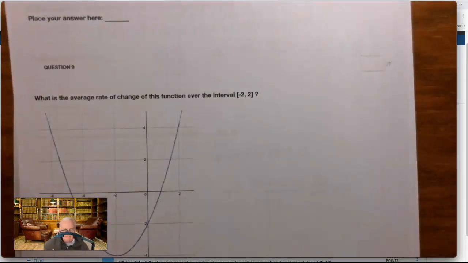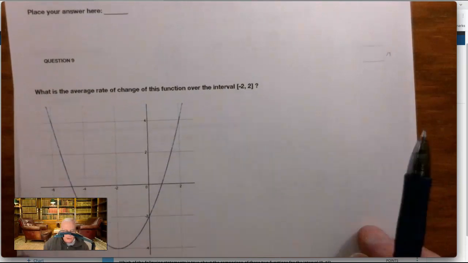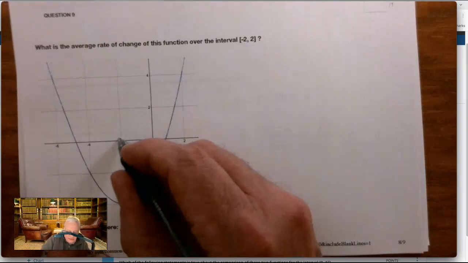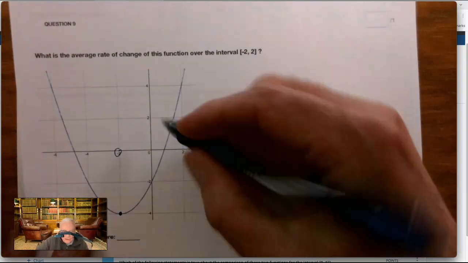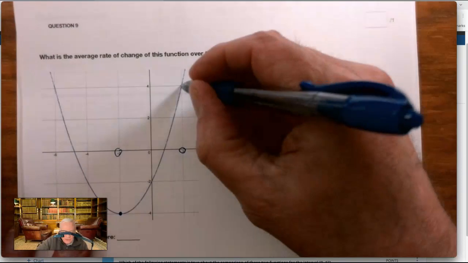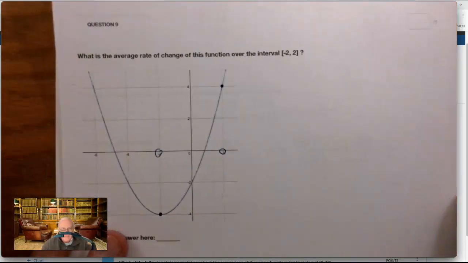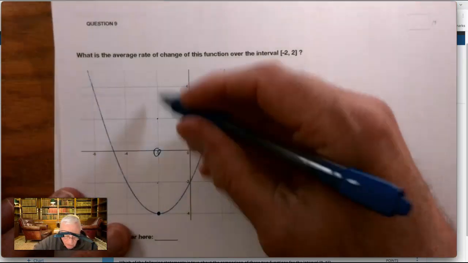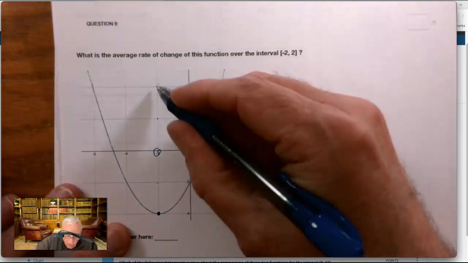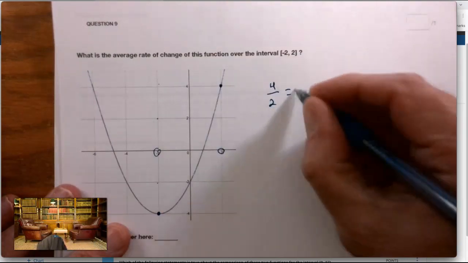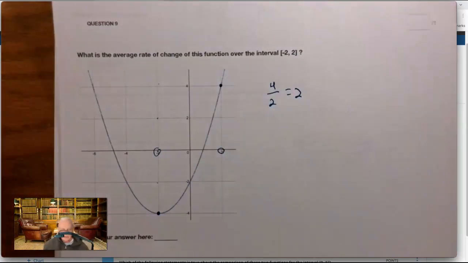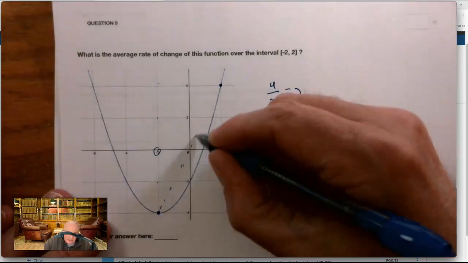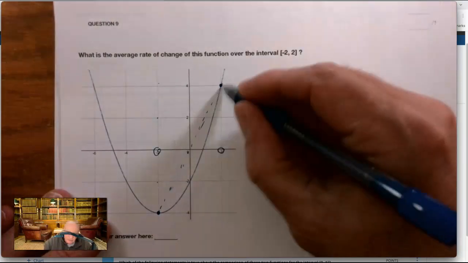All right, number 9, average rate of change between -2 and 2. -2 is right here. It's down here. -2 is right there. And 2 is right here, so I got to go up to this one right there. I'm going to count up. 1, 2, 3, 4. Over 1, 2. 4 over 2. The slope is 2. The rate of change right here between these 2 points, that slope is 2. Right there. Okay.